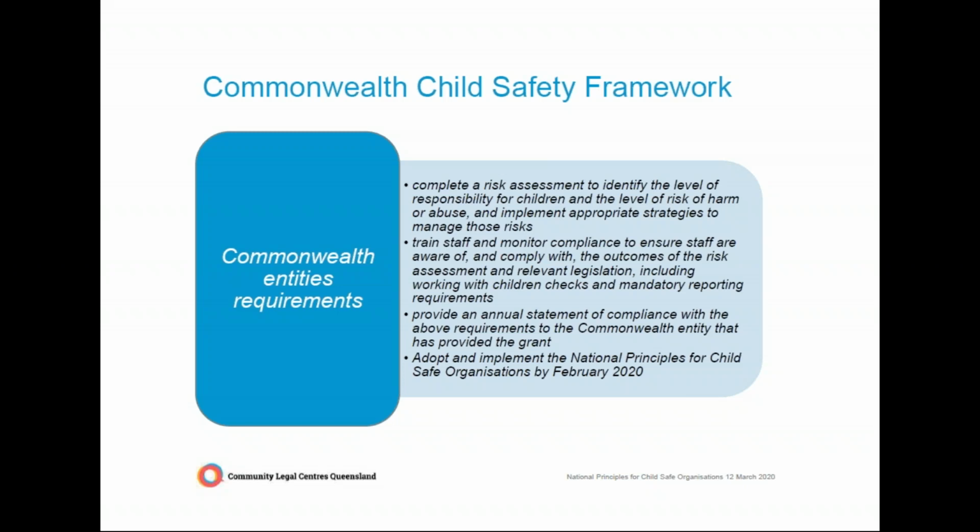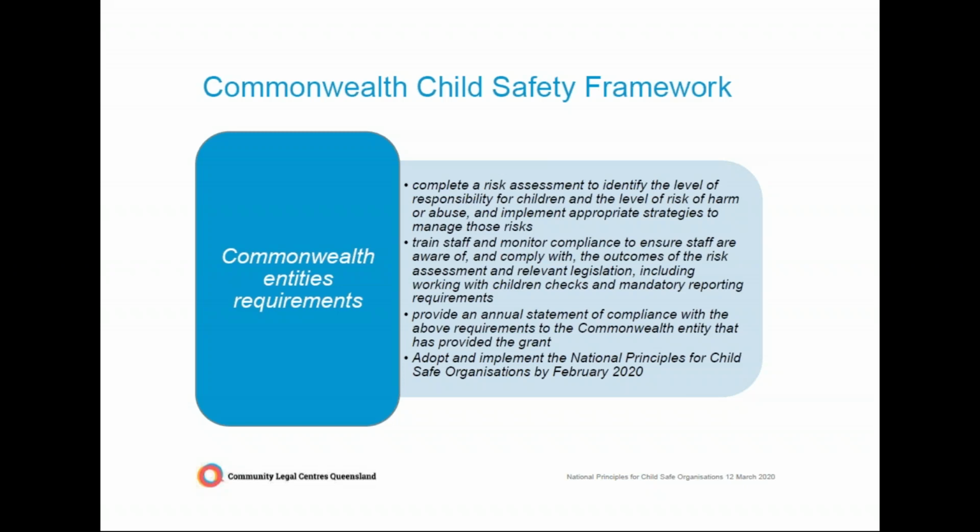As part of the federal government's response to the Child Abuse Royal Commission, a national office for child safety was established within the Department of Prime Minister and Cabinet, tasked with the development and implementation of a number of measures to address the Child Abuse Royal Commission findings. One of these measures was the establishment of the national principles, which we'll explore in more detail later in this presentation. Another measure was the implementation of what is called the Commonwealth Child Safety Framework.